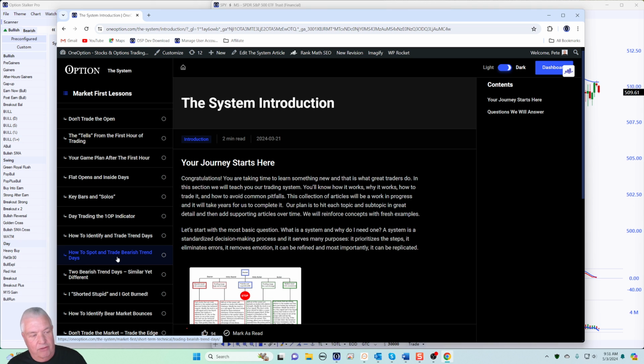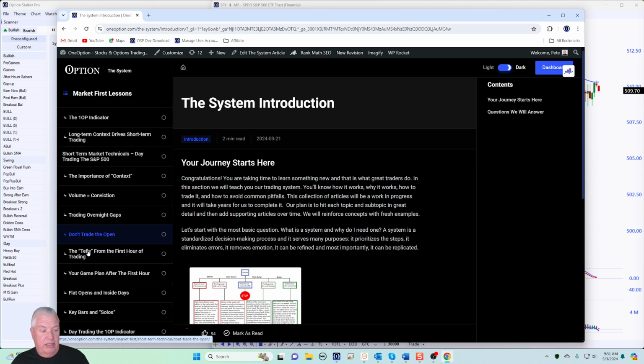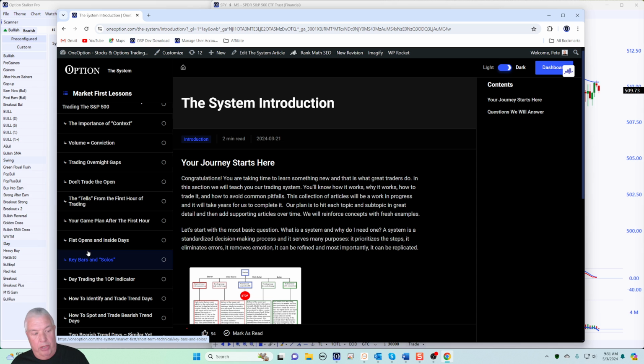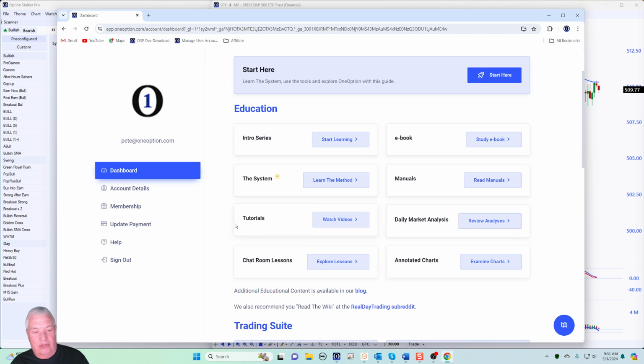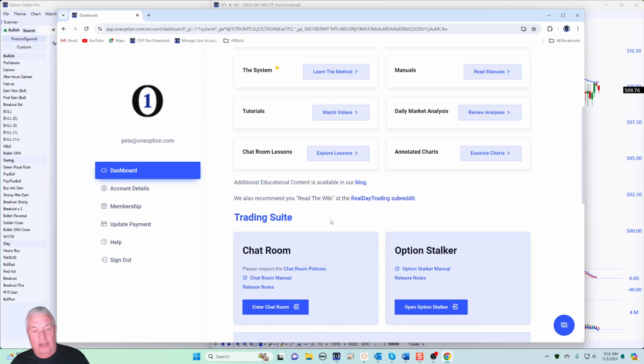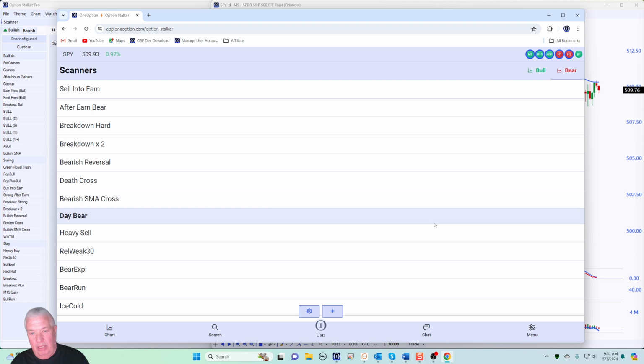Please read those articles. If you're not real familiar with how to read price action, you'll want to read some of these: the tells from the first hour of trading, your game plan after the first hour of trading, trading flat opens and inside days, day trading the OneOP indicator. If you want to know how to trade this indicator, that is the article to read in depth. I also have a lot of videos on this topic as well, and you'll see those in the tutorial section. You can check out Option Stalker, which is our web-based platform.